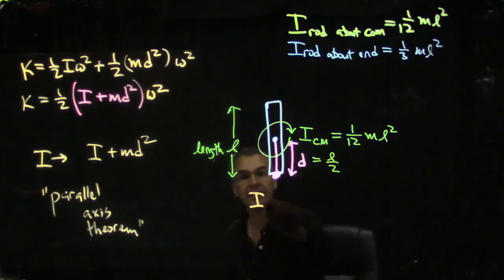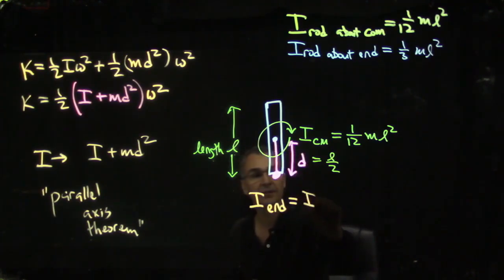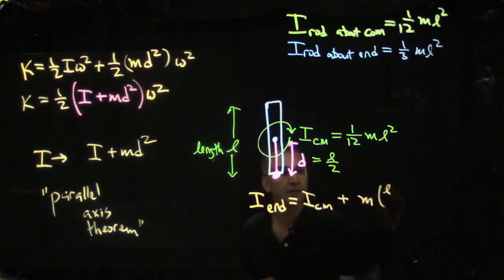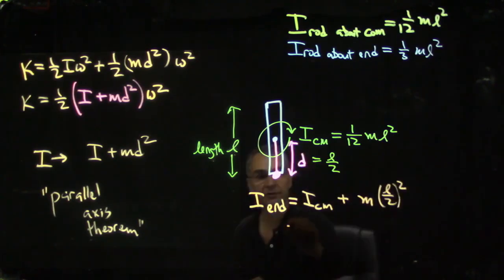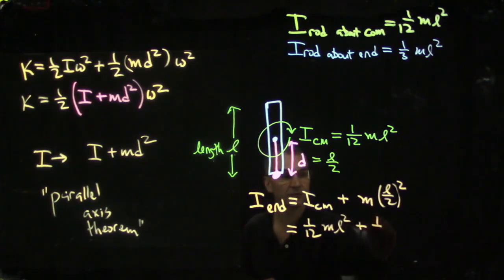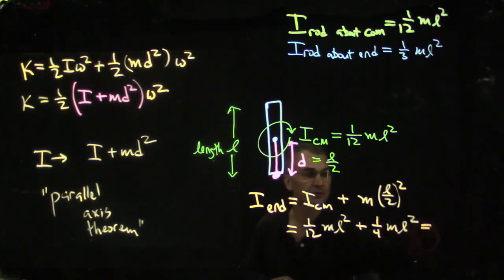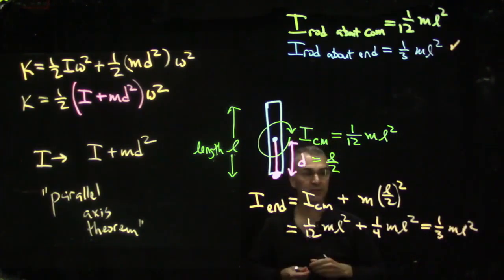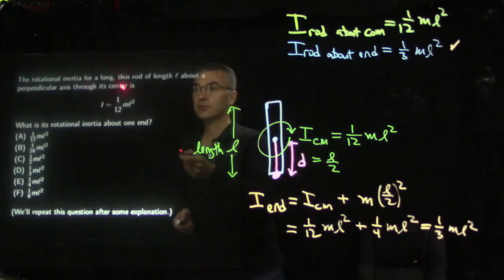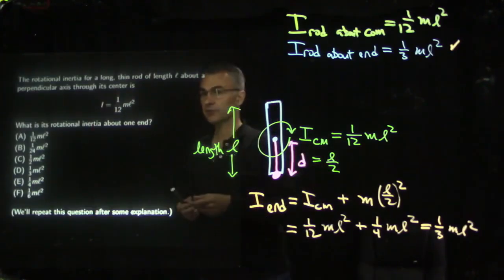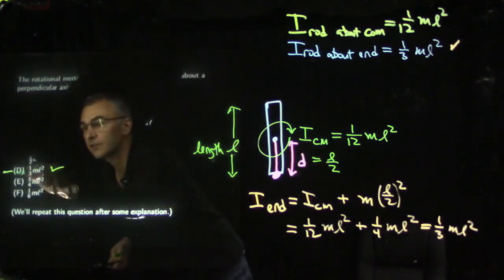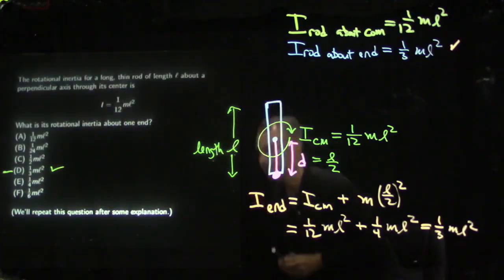So then I about the end is I about the center of mass plus m (L over 2) squared. So this is 1/12 mL squared, and then this is 1/4 mL squared. You add 1/12 and 1/4, which is 3/12, so you put that together, you get 4/12, which is 1/3. So that's 1/3 mL squared, which is the same result we wrote up here. So to answer this question, if it's 1/12 mL squared about its center of mass, then about one end it is 1/3 mL squared. So that's answer D.